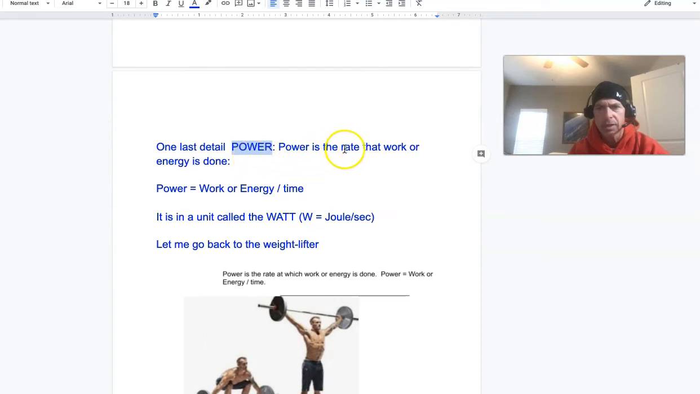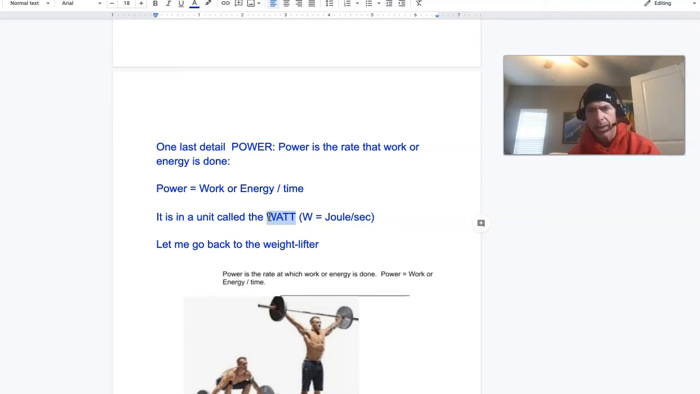And when a math teacher talks about a rate, that means we have time in the denominator. So we have work or energy in the numerator and time in the denominator. And so work or energy is in joules, and we put time in seconds. And so this unit for power is called the watt. What? The watt. W-A-T-T. It was named after James Watt, and he lived in Scotland, and he did a lot of work on power and energy ideas too.